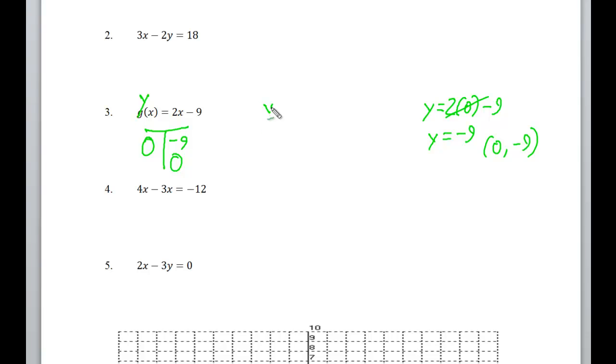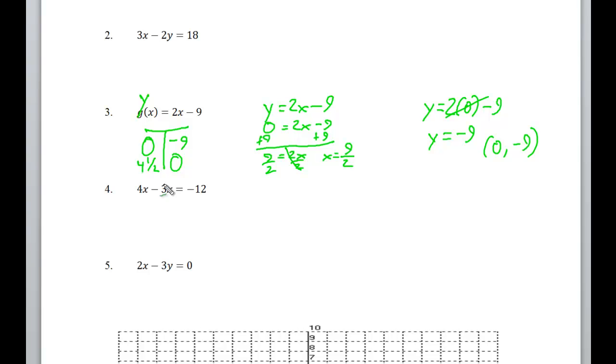So in my equation where my y is, I'm going to put my 0. So 0 is equal to 2x minus 9. I'm going to add 9 to both sides. So I get 9 is equal to 2x, divide both sides by 2. So x is equal to 4.5 or 9/2. Now 4.5 is acceptable as a point because that's what we're going to have to find on our graph. So my x-intercept is (4.5, 0), and my y-intercept is (0, -9).